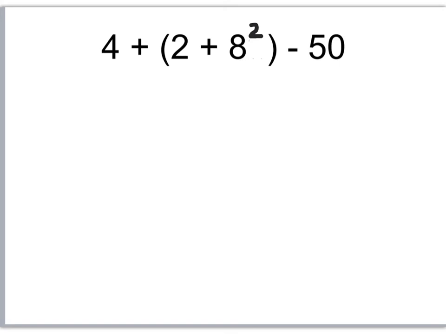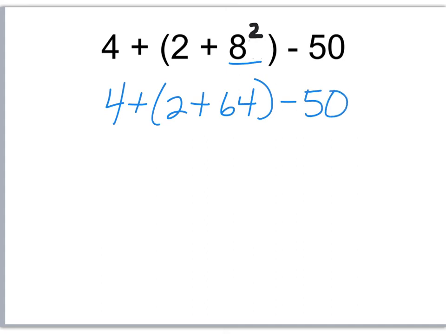All right, here we go. I need to do my parentheses first, but inside my parentheses, I also have to follow the order of operations. So I'm going to do the exponent first. I'll do 4 plus 2 plus 8 squared is just 8 times 8, which is 64, minus 50. Then I'm going to finish my parentheses. 2 plus 64 is 66 minus 50.